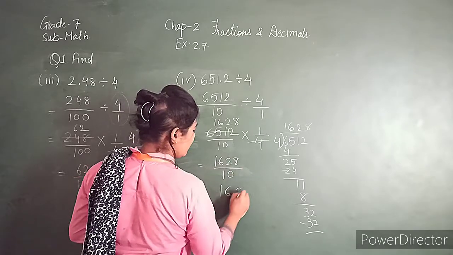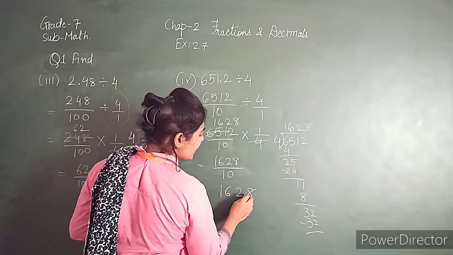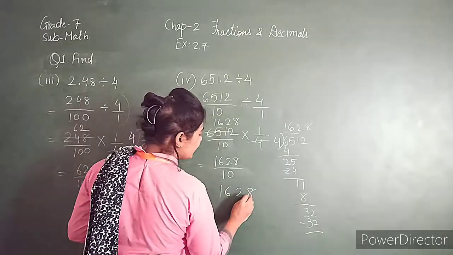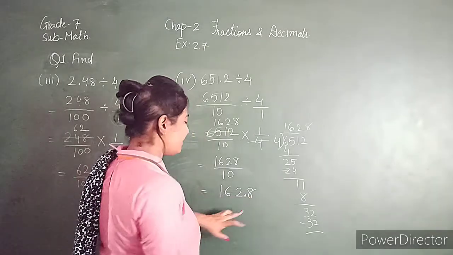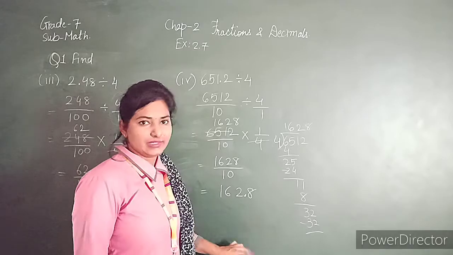Now we have to count from the back side, and 1 zero is there. So we have to put the point before one number. We count from backward and put the point over here. So our answer is 162.8.